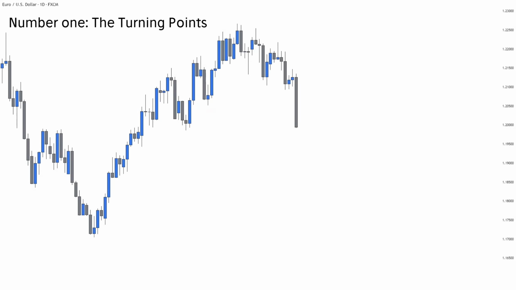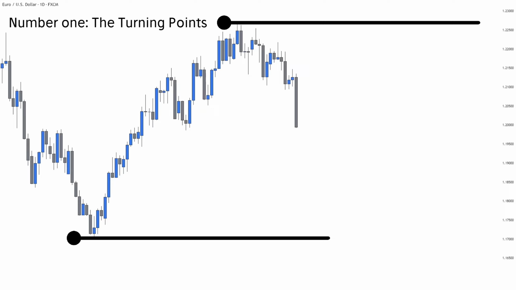Number 1, the turning points. Turning points are the areas that have reversed the market trend previously. The market sees these areas as overvalued or oversold, and there is a higher chance for the price to react to these levels when it reaches them again.